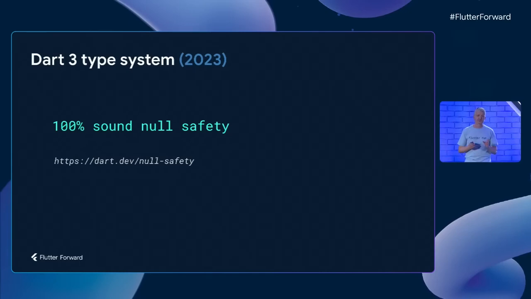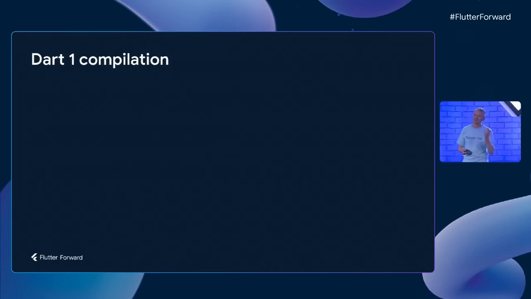But, you know, sound null safety is not just about catching null errors. There is more. Do you care about performance? All right, I thought so. Sound null safety allows our compilers to trust the types and produce smaller and faster code.